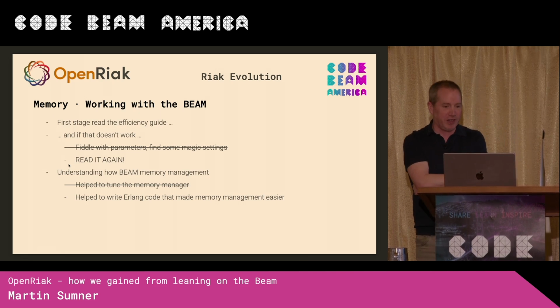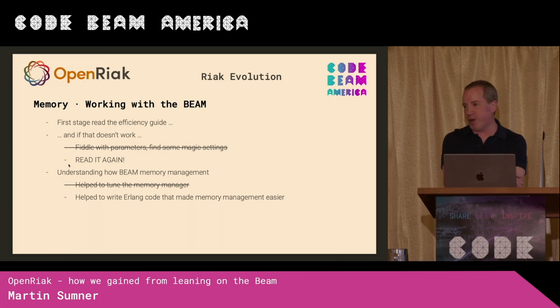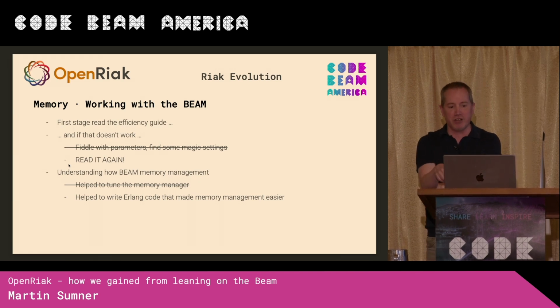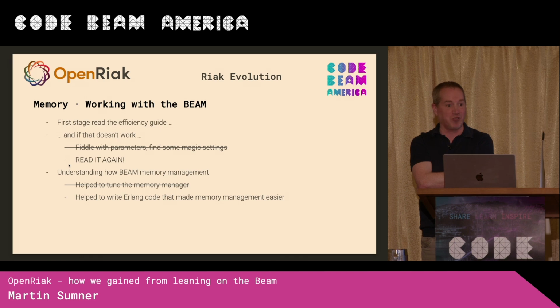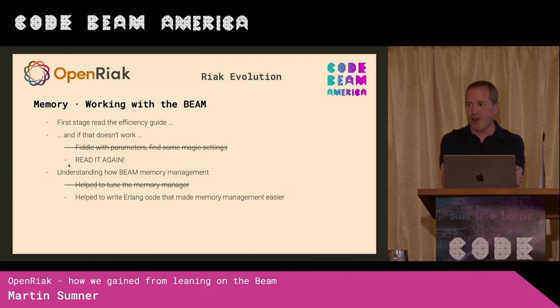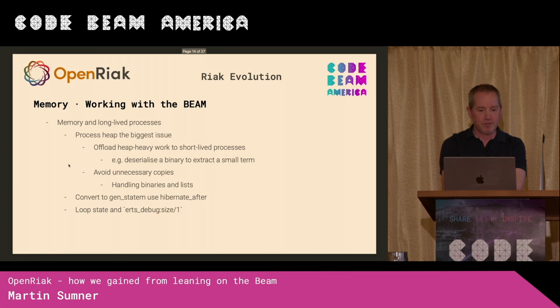And the fortunate thing is all that time we'd spent fiddling around with parameters, in order to try and tune those parameters, we'd also spent learning and understanding about how BEAM memory management worked. And with that deeper understanding, when we read the efficiency guide again, we began to understand more about how we should change our Erlang code to make the life of the memory management in the BEAM much easier. And that's what actually gave us significant improvements.